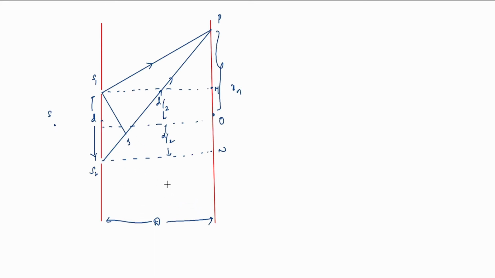Let's find out what the path difference and xn are. To understand this, we need to find S2P minus S1P. That's called the path difference. We can't directly measure S1P and S2P, so here we will use some geometrical considerations. First, from triangle S2PN. The triangle is of this form. This is the point S2, this is the point N, and this is the point P.